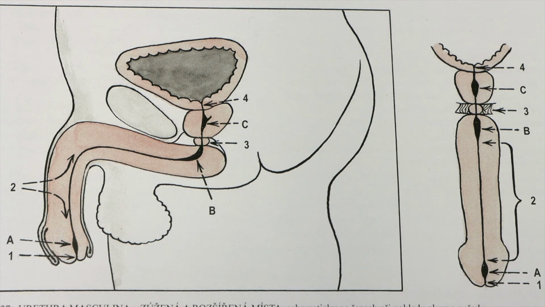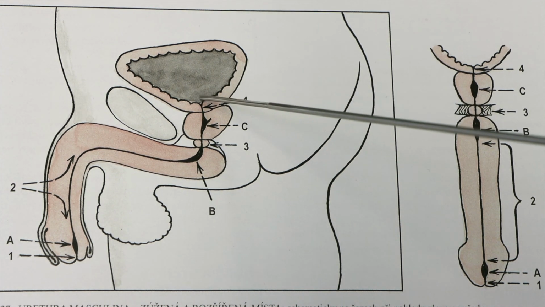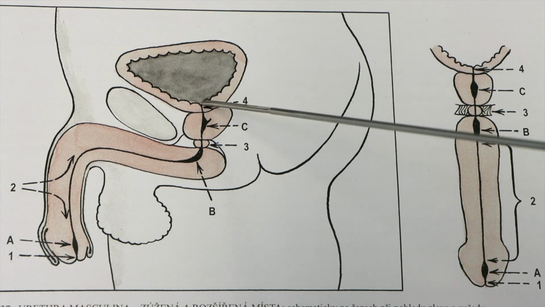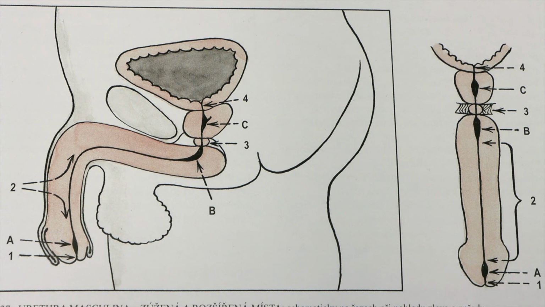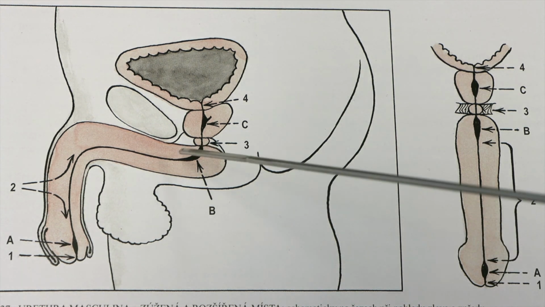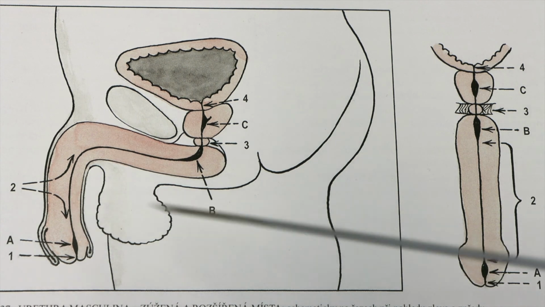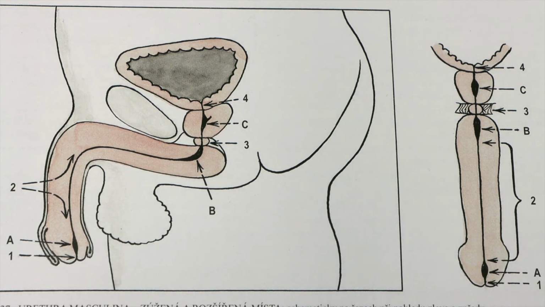The narrowing places of the urethra are the internal urethral orifice, the intramural part, the membranous part where it passes through the urogenital diaphragm, most of the spongy part of the urethra, and finally the external urethral orifice. At the external urethral orifice, you see that the opening is placed vertically.